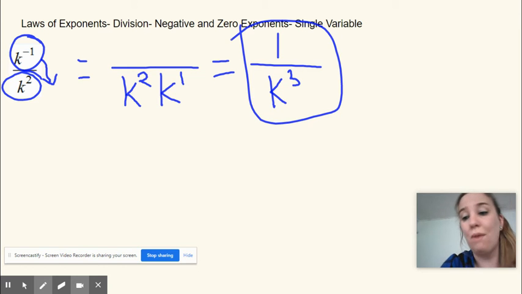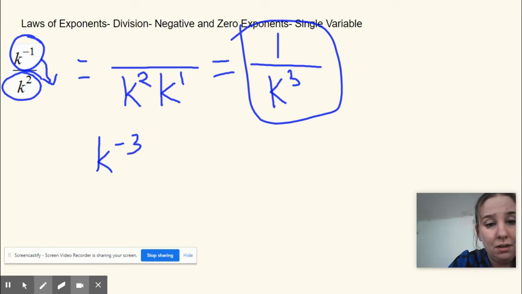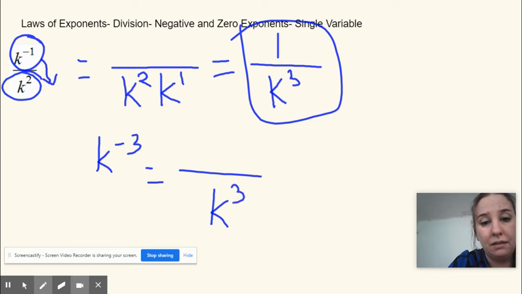For our more mathematically inclined people, you could still do the trick we did last time where you just straight up subtract. We got negative 1 minus 2, which brings us to negative 3, which would mean we have to move it to the denominator and make it positive. Either way, you get the same answer.